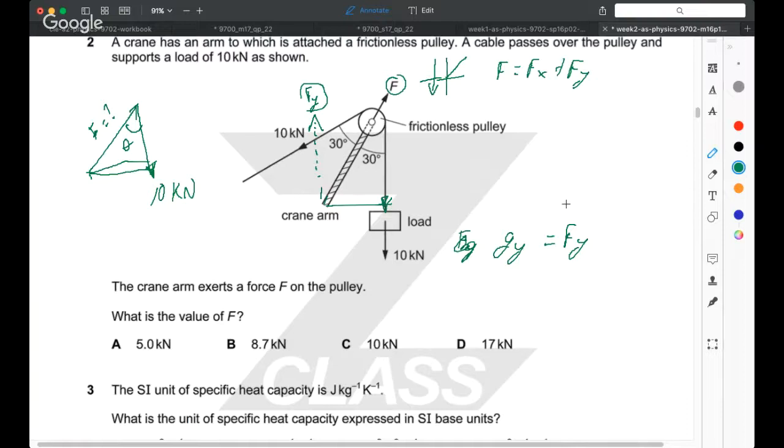So f of y, it's a triangle. The base of the triangle is the g of y. This is the theta, and this is the hypotenuse, right? So when you have the hypotenuse, the adjacent side of the triangle and the angle, how can you calculate it?